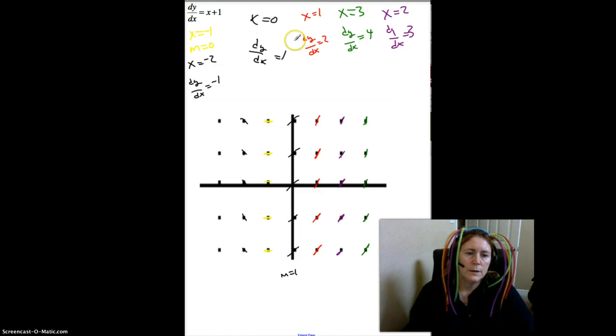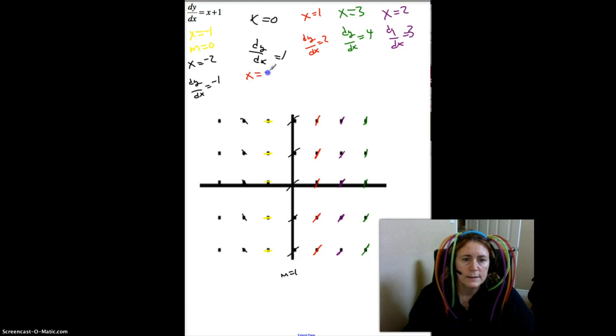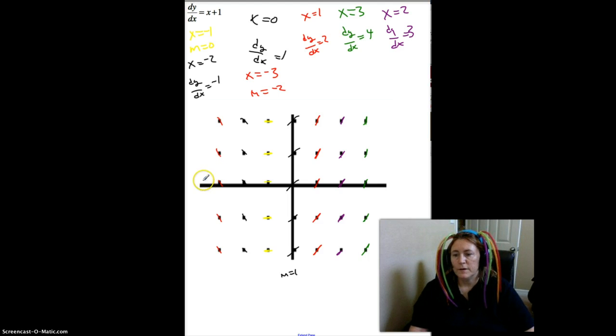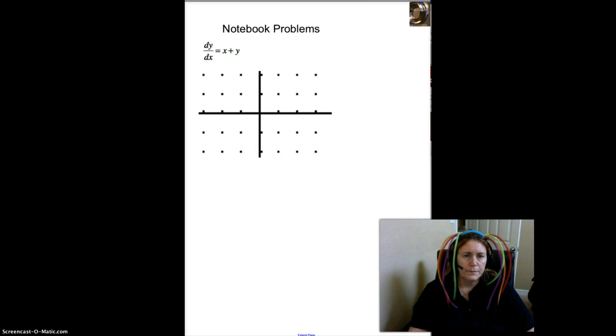Let's see. What about when x is -3? Then the slope, I'm just tired of writing that, is equal to -2. So this one's going to come down quite a bit more. All right. So you see, if you back up, you can almost see a curve in here. These are slope fields, and I want you to practice one or two of them. That's not one of them. Stop the video and see if you can do this one on your own. When you're done, come back.